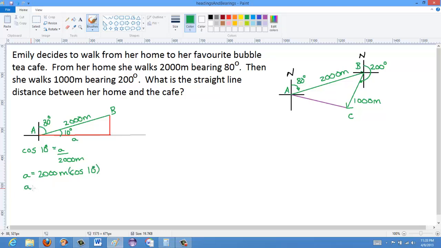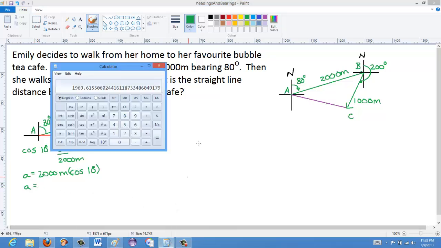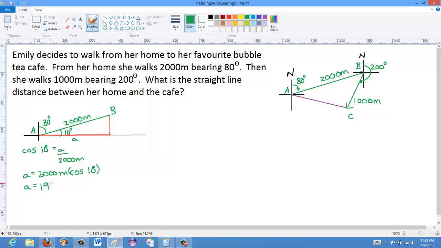What we'll find, and I think I worked this out already, is cosine 10 degrees times 2,000, which is 1,969.6 meters. That means she walked 1,969.6 meters across.